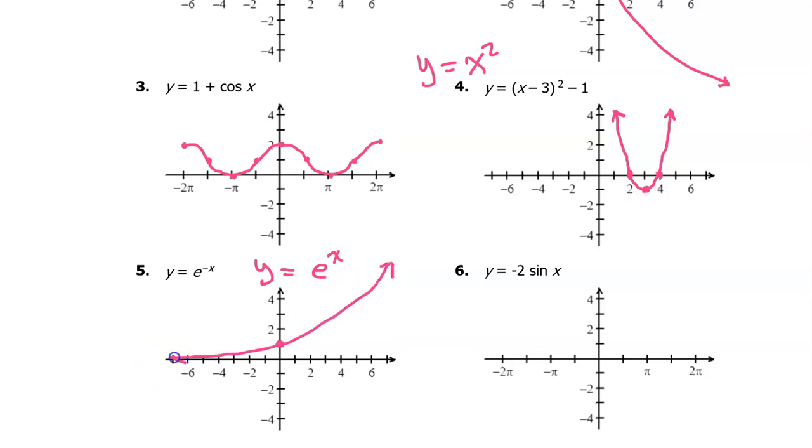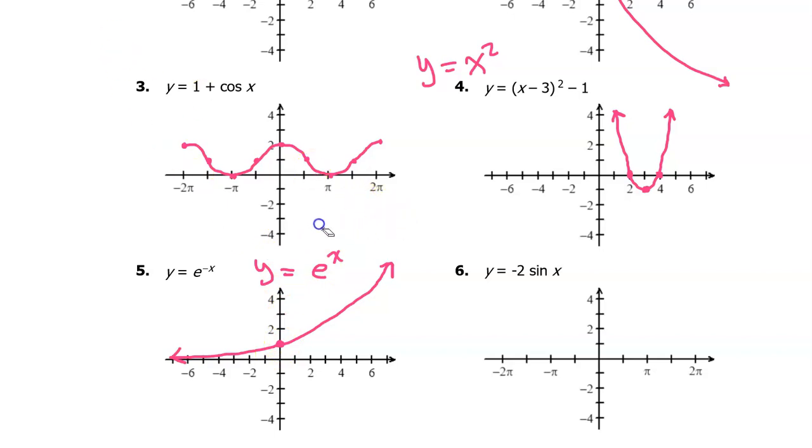All right, so this would be the parent function. By the way, we know that there is a y-intercept at 1 because imagine that x is 0, then this would be e to the 0 power, and anything to the 0 power is 1.